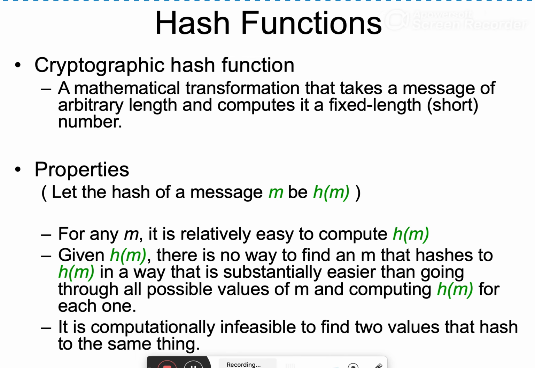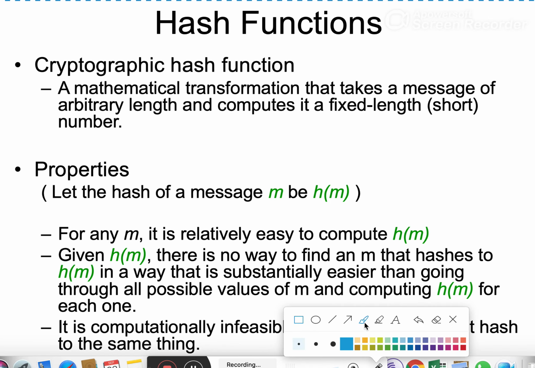Now, what are those properties? First property: we are calling a message m and the hash of the message a function h of m. So m is your original message and h of m is the hash of message m. First property is that for any message m, it should be easy to compute its hash. For any message m, the computation of the hash should be efficient and easy.